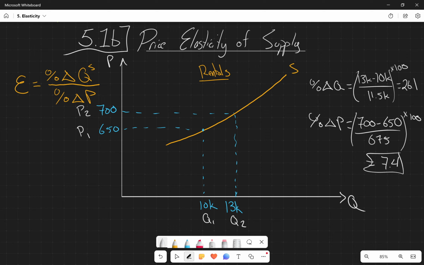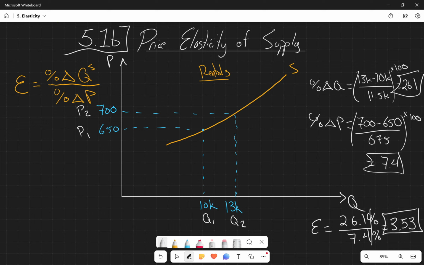Then I take these two things and I put them together. 26.1 divided by 7.4. These are both percentages. They're going to cancel out, and we're going to end up with an elasticity that is a unitless 3.53. So this is telling us that the suppliers are very responsive, right? When the elasticity is greater than 1, we say that the quantity, whether it's quantity demanded or quantity supplied, is very responsive to the change in the price.